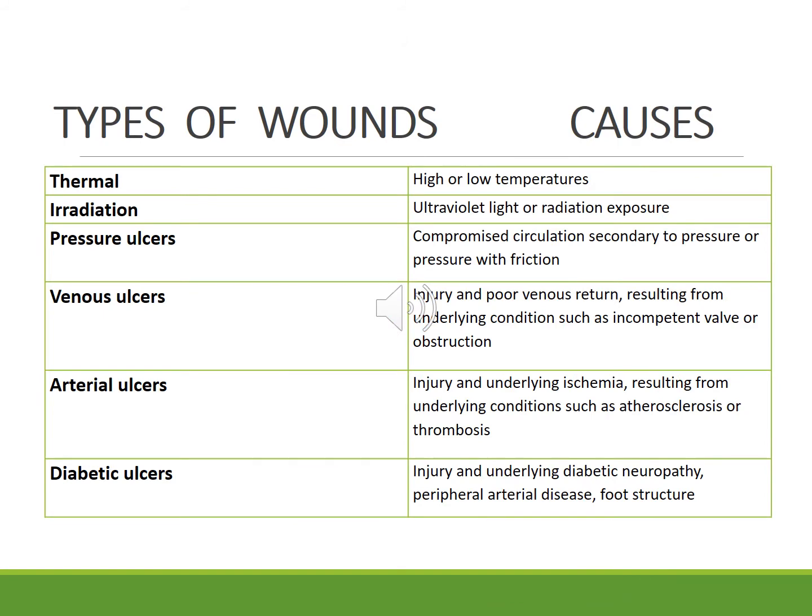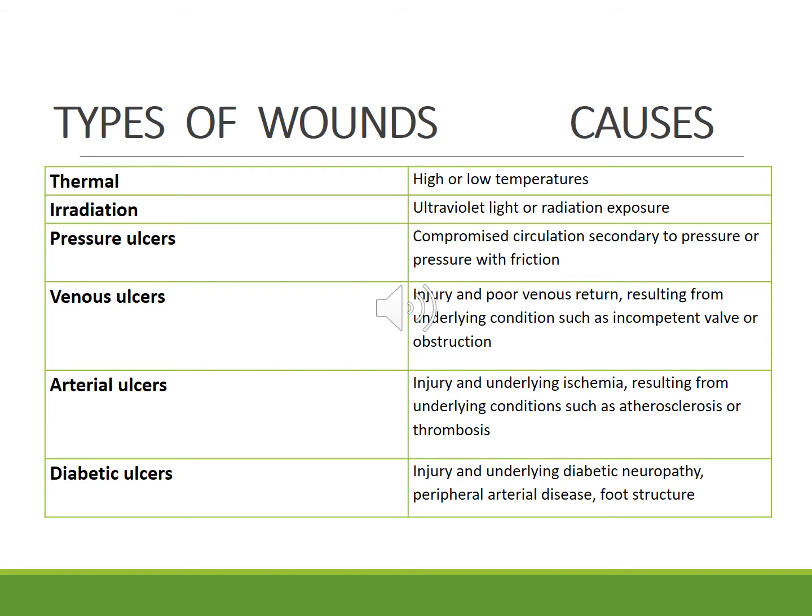We're continuing on here with types of wounds. Sometimes wounds are caused by something. This gives some examples: thermal, with some type of high or low temperature that caused damage to the skin, and we consider that a wound. Irradiation with ultraviolet light or radiation exposure. Pressure ulcers. We're going to get really in depth in this PowerPoint with pressure ulcers. We're going to talk about staging of them. They are a huge problem, especially in our elderly. Basically, they're caused by compromised circulation, secondary to pressure, or some pressure with friction, and they cause this break in the skin.